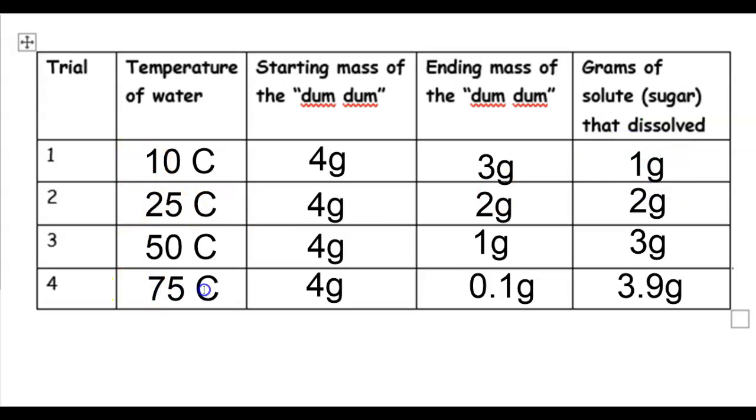Compare that to 75 degrees, where all that was left was about 1/10 of a gram. Most of the dum-dum dissolved. 3.9 grams had dissolved. So what's the most important data here that we have?